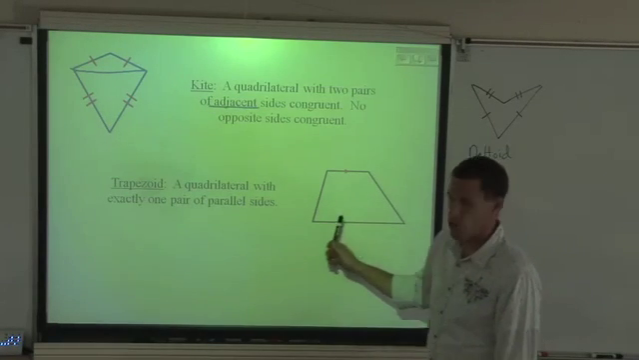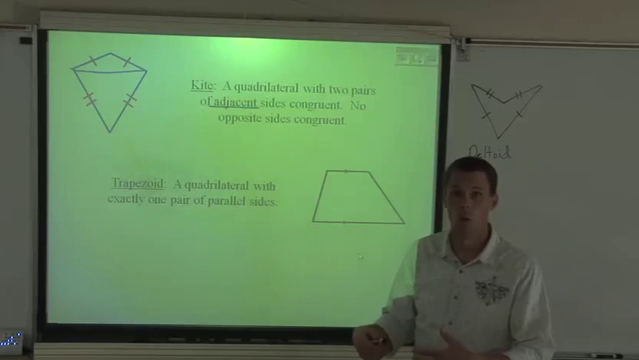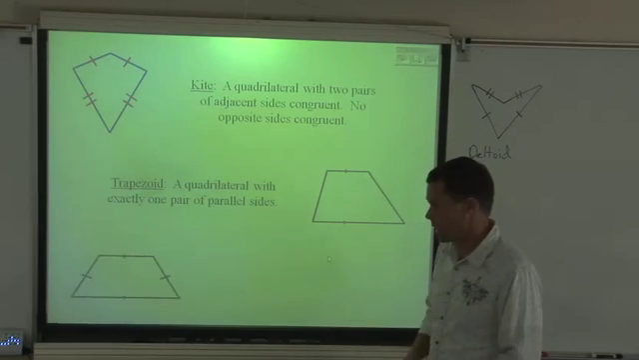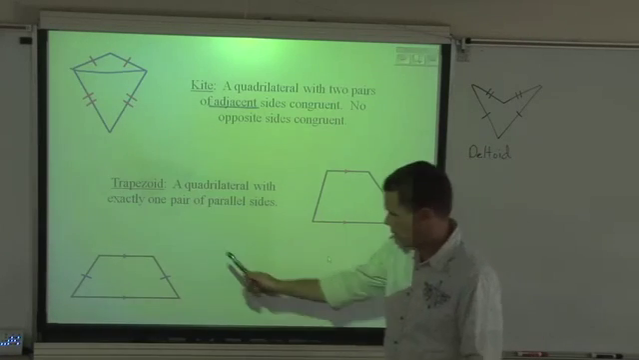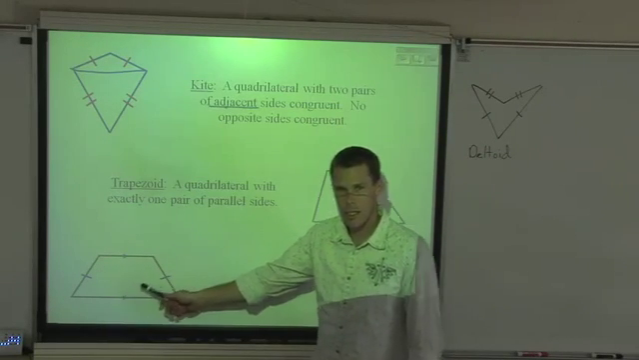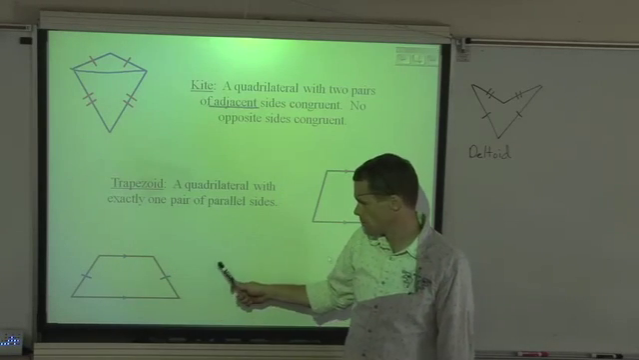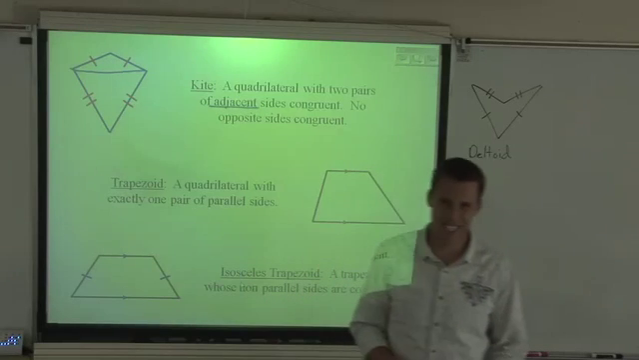Now, within the trapezoid family, there is also one special trapezoid. That is the trapezoid where one pair of parallel sides and the non-parallel sides are congruent. This is the isosceles trapezoid.